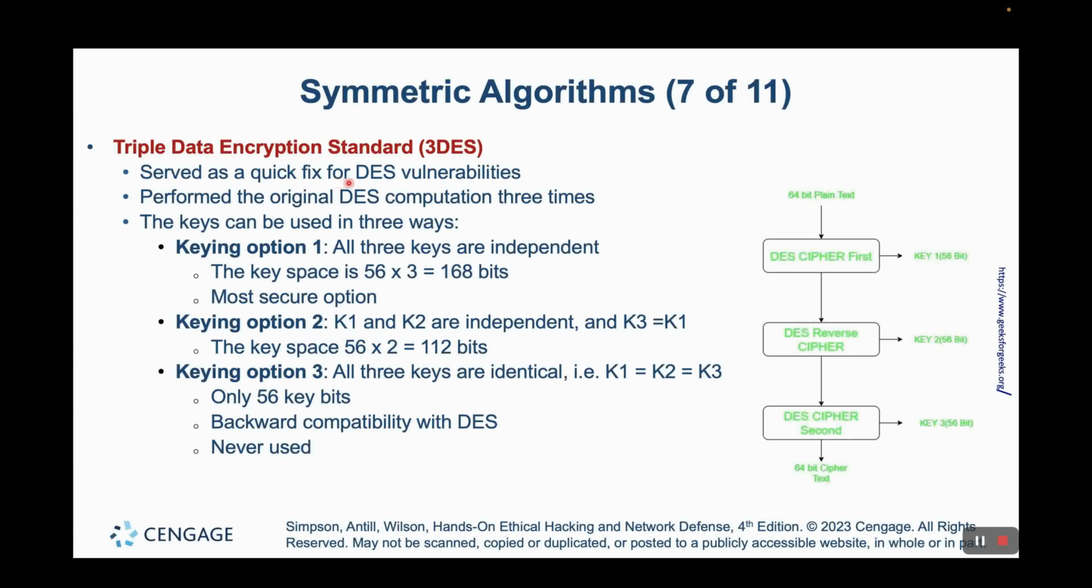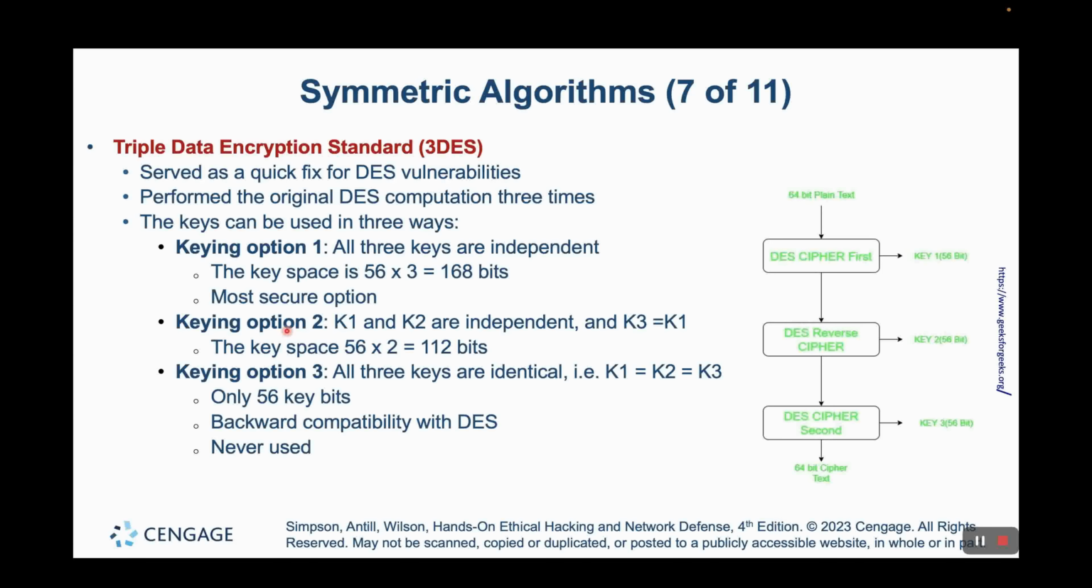Now, Triple DES served as a quick fix for DES vulnerability. It performed the original DES computation 3 times. The keys can be used in 3 ways. Key option number 1: all 3 keys are different, which means that the key space is 56 times 3 equals 168 bits. So it's the more secure option.